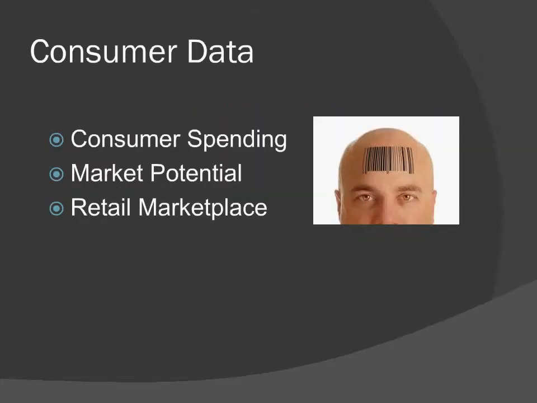Another kind of data is consumer data. This has information about consumer spending, such as amounts that a household spends for products and services compared to national figures. It also might have data about market potential, so the probable demand for products or services by area compared to national averages. And it also has retail marketplace data, which measures supply and demand, and might reveal retail opportunities.